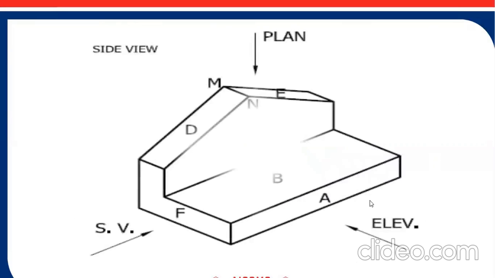Now the next example, having some slant edge here. In case of the front view, we can see only A and C. In case of the top view, D, E, and B. In case of side view, we can see F and D. So now how does it look? We have to draw the front view, top view, and side view.